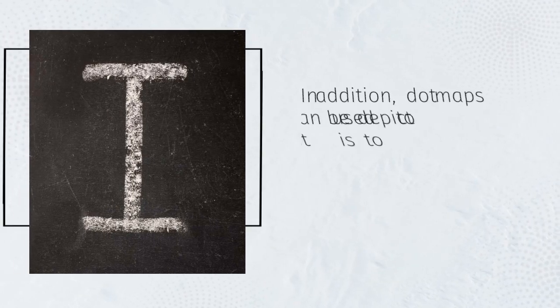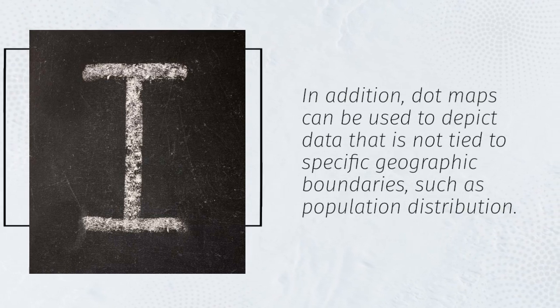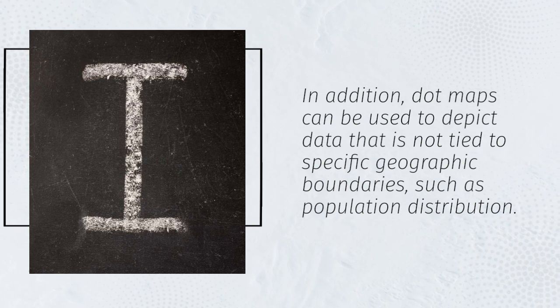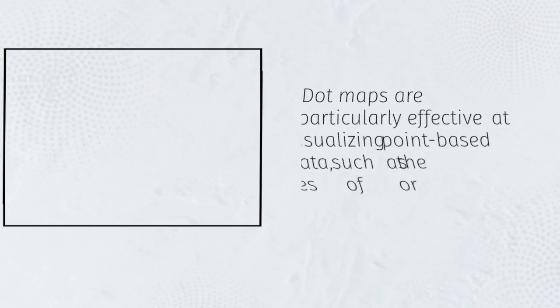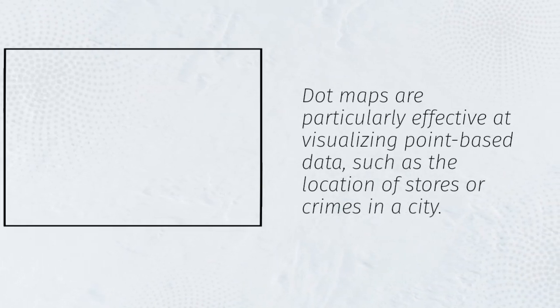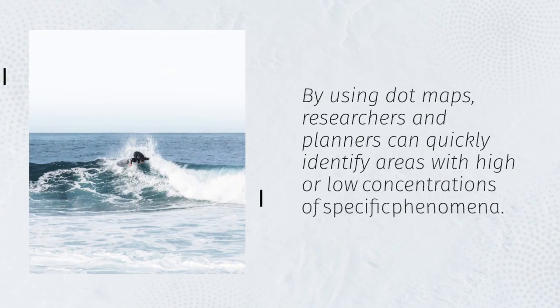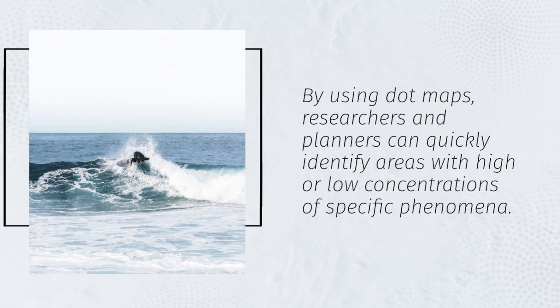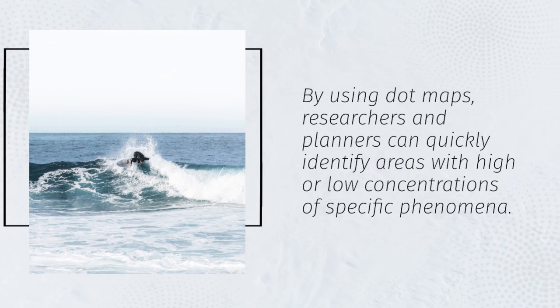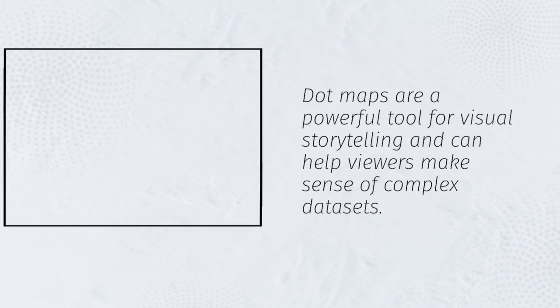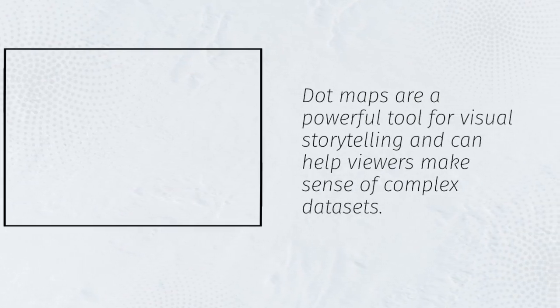In addition, dot maps can be used to depict data that is not tied to specific geographic boundaries, such as population distribution. Dot maps are particularly effective at visualizing point-based data, such as the location of stores or crimes in a city. By using dot maps, researchers and planners can quickly identify areas with high or low concentrations of specific phenomena. Dot maps are a powerful tool for visual storytelling and can help viewers make sense of complex datasets.